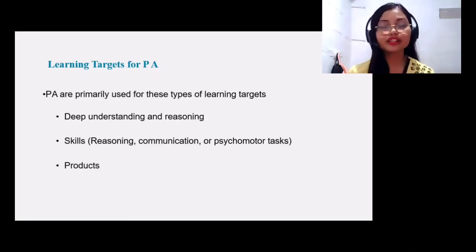These are the learning targets for the performance assessment. These are deep understanding and reasoning, skills when it comes to reasoning, communication, or psychomotor tasks, and lastly, the product. All of these will become the learning targets since this is a performance-based assessment. This will be the basis of whether the learners really have learned something. This will be the qualification when assessing those learners.